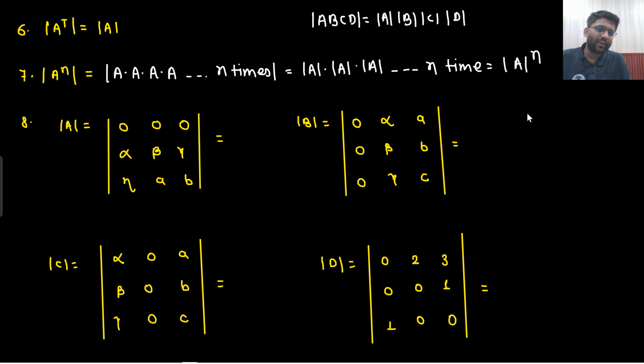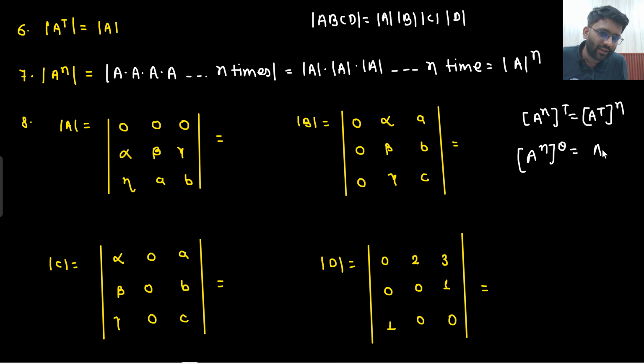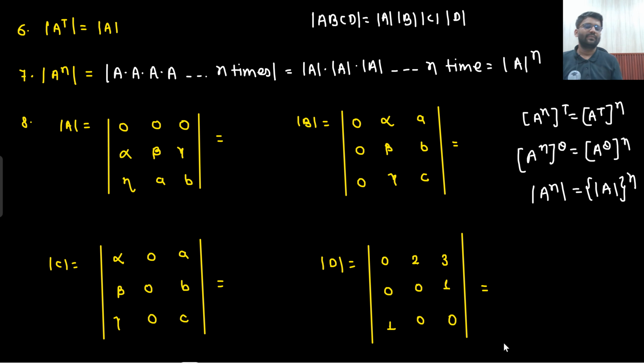Say yes or no. So what we have seen, A transpose to the power n, or we can say A to the power n transpose, could be written as A transpose to the power n, right? Then we saw A to the power n transconjugate could be written as A transconjugate to the power n, and then we saw determinant of A to the power n could be written as determinant of A to the power n. Is that clear to you or not?